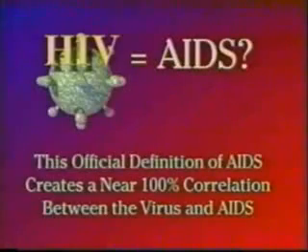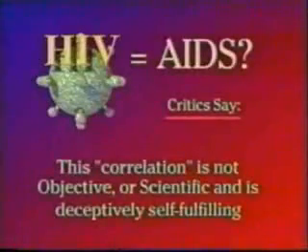Using this official definition, HIV proponents arrive at a near 100% correlation between the virus and AIDS. And remember, the HIV hypothesis is based solely on correlational evidence. And you can find a correlation, there's no question about it. If you ignore all the cases where there isn't a correlation, you have a correlation. But that's very bad science, and it's very bad epidemiology as well. Critics say this correlation is not objective or scientific, and deceptively self-fulfilling. It's a self-fulfilling prophecy, yes. And science is designed to get around self-fulfilling prophecies, but in this case, it's proceeding on the basis of one.